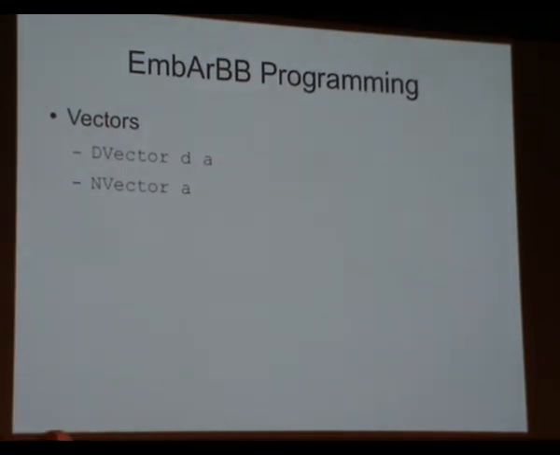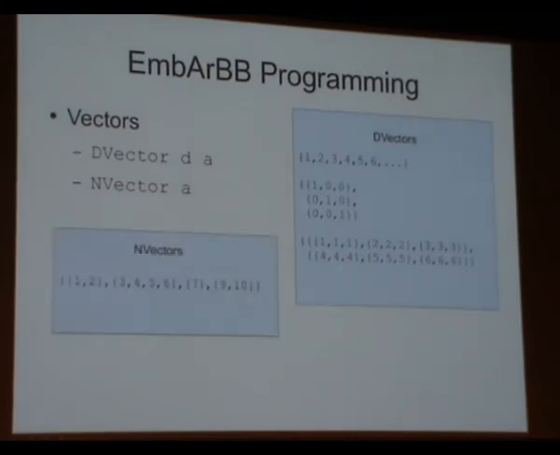A few details. In this embedded language, you have two kinds of vectors, DVectors and NVectors, that correspond to the dense and nested vectors of EmbArBB. A DVector can be one-dimensional, two-dimensional, three-dimensional, and an NVector could look something like this. It's an irregular container, and it cannot be further nested than this one level. So I think the nested name may be a bit misleading.